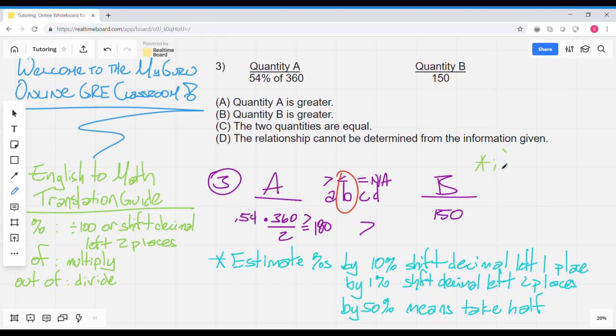And also, if no variables are provided in the quantitative comparison, eliminate D immediately, because even if we don't know how to specifically solve for this problem, we know that there is a certain value for both quantity A and quantity B. So D is logically impossible.